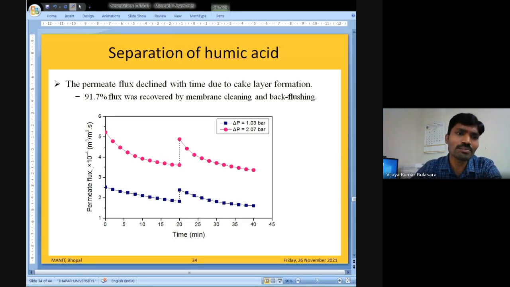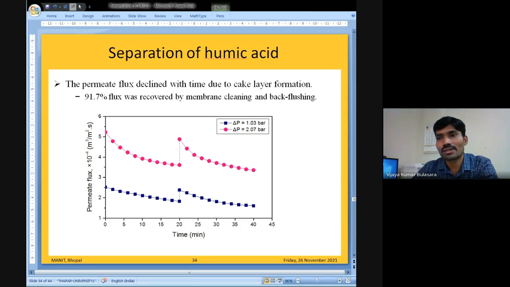Actually, this is different from pure water flux. Pure water flux is constant at a constant pressure, but here, at a constant pressure, permeate flux is decreasing with time. It is not constant, but decreasing with time. So this decrease is because of the membrane fouling.